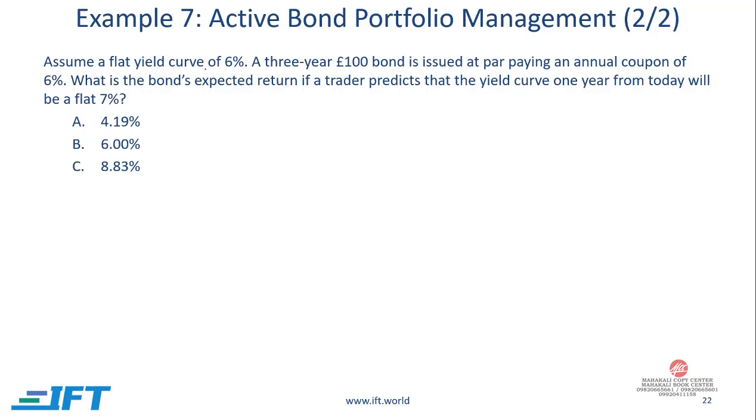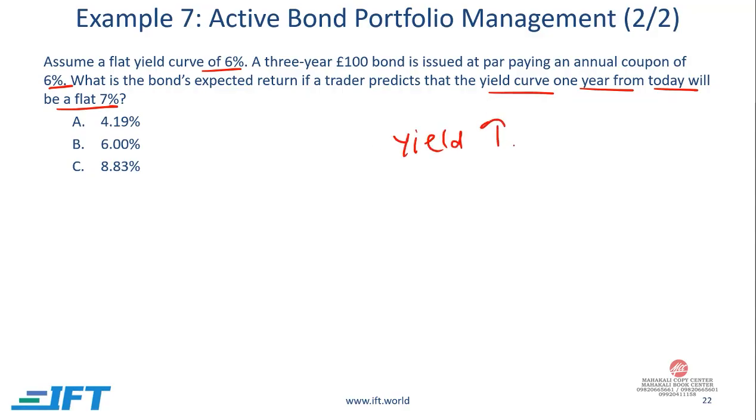Assume a flat yield curve of 6%. A 3-year £100 bond is issued at par, paying an annual coupon of 6%. What is the bond's expected return if a trader predicts that the yield curve 1 year from today will be flat at 7%? So the trader is predicting that the yield will go up.